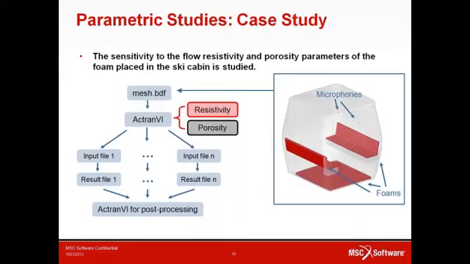The case study we will consider now is a parametric study of a treated ski cabin. The parameters of interest are linked to the porous treatments that are applied through the seats and carpets. In practice, the two parameters we wish to modify are the porosity and flow resistivity of the foams. We will assess their influence on the microphones placed directly within the cabin.